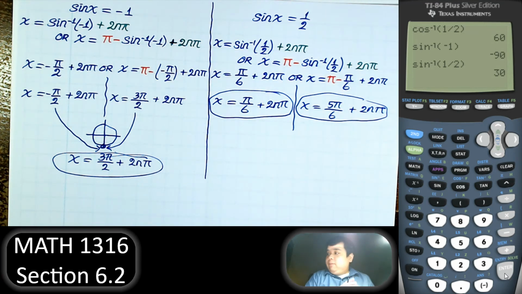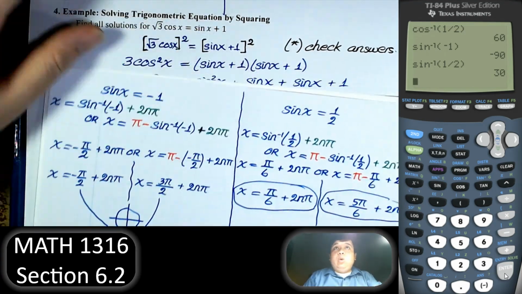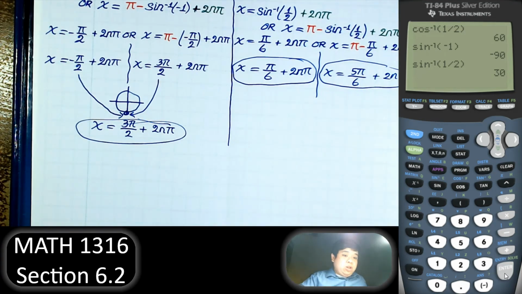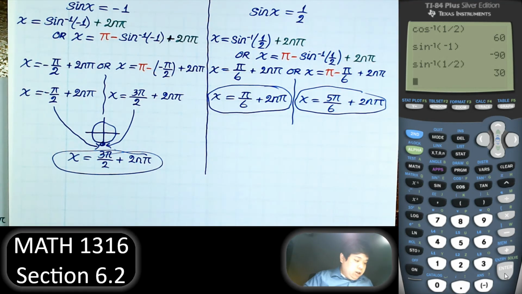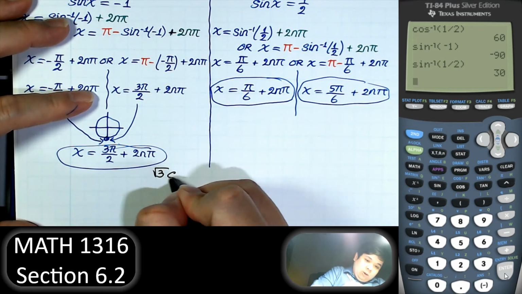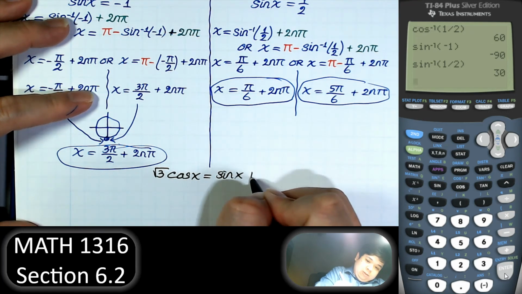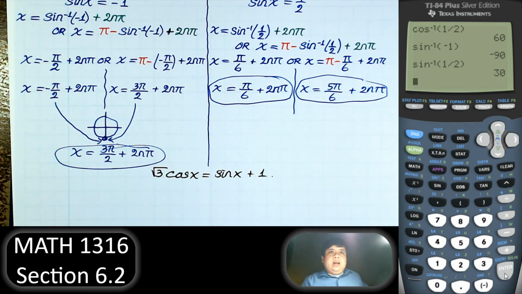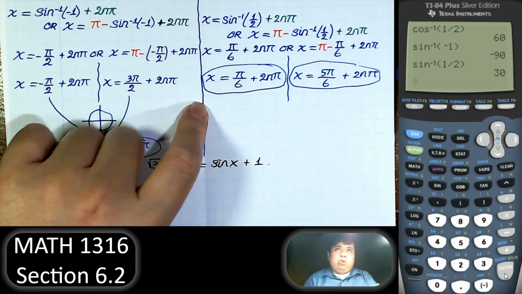Right, but that's not the end of it. Remember, every time we square both sides, we have to check the answer. So we do need to check the answer. The original equation is square root of 3 cosine of x equals sine x plus 1. When we check, we just need one value for it. So let's choose n equal to 0.